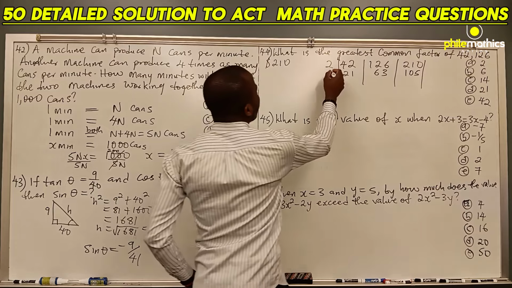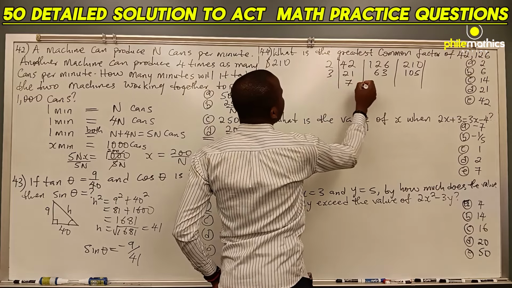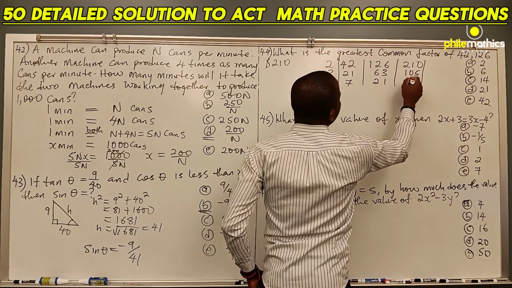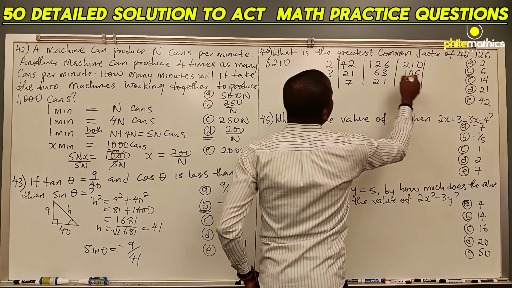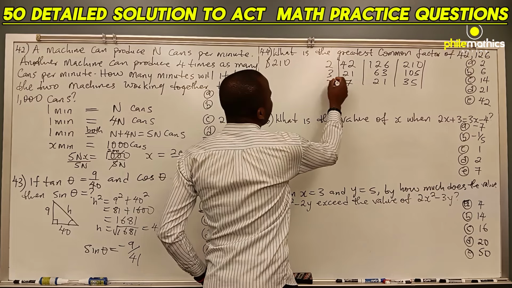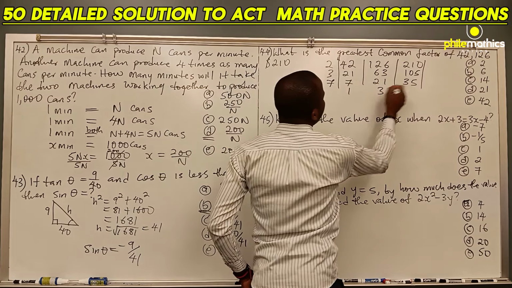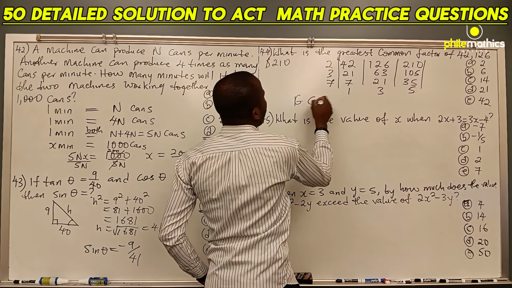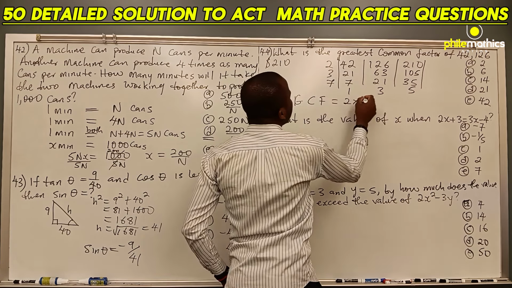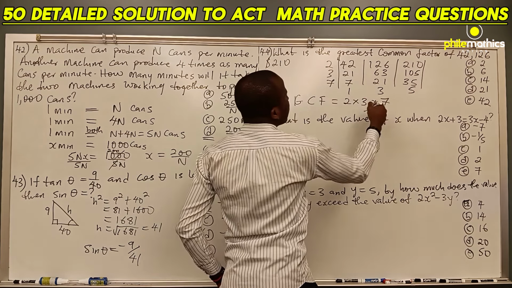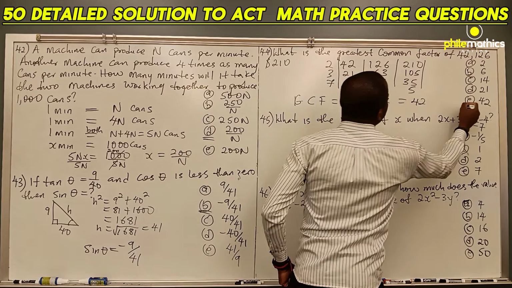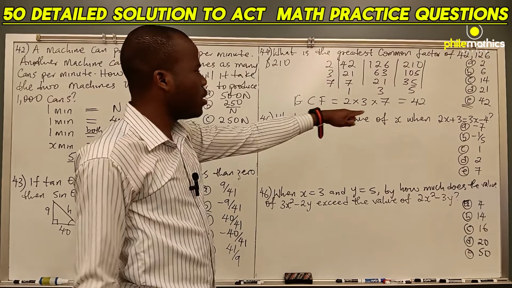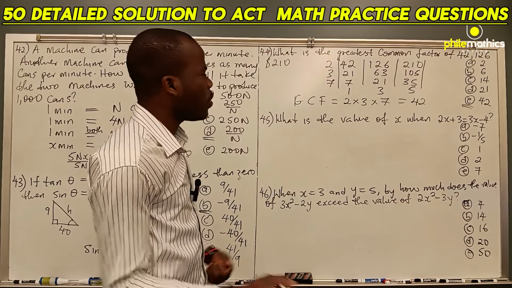3 can go. 3 here is 7. 3 here is 21. 3 here is 35. Okay, 7 can go. 7 here is 1. 7 here is 3. 7 here is 5. So the greatest common factor is 2 times 3 times 7. 6 times 7 is 42. So it is E.